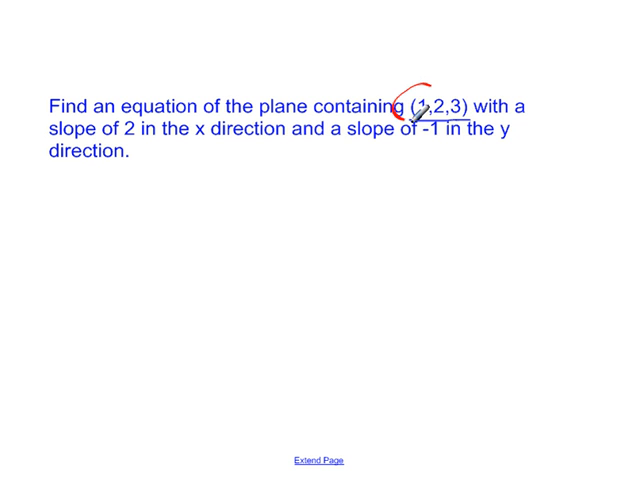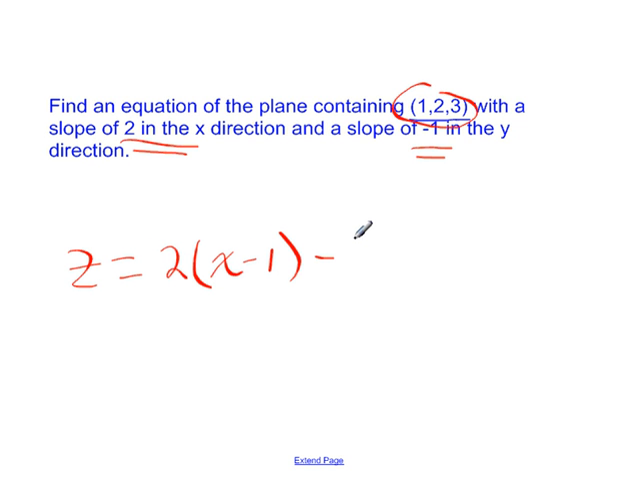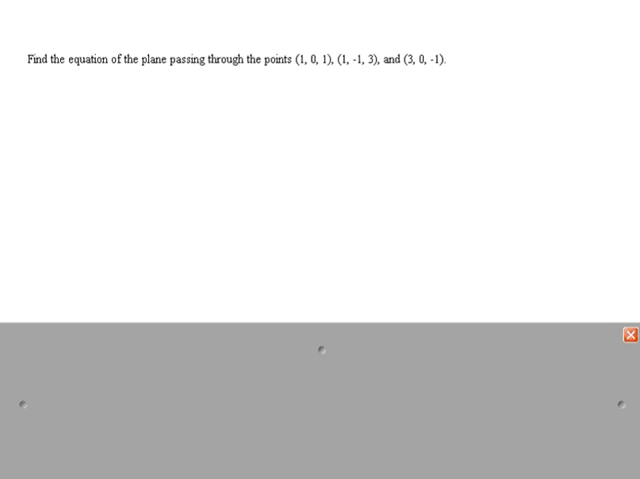Okay, so we've got a point. We've got our slopes. So we get z equals 2(x minus 1) minus (y minus 2) plus 3. Pretty simple stuff that we're doing. This isn't calculus yet. This is just three-dimensional geometry, but the idea is we're trying to build a basis and understanding of planes so that later on, when we start really doing the calculus piece, we'll know enough about planes so that we can approximate curves as planes.